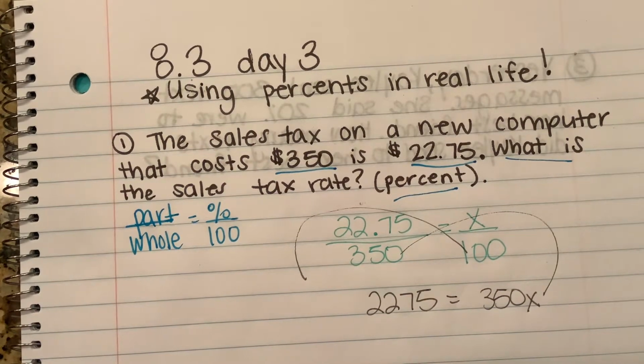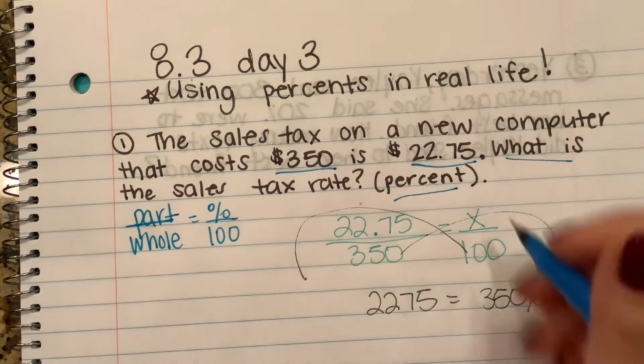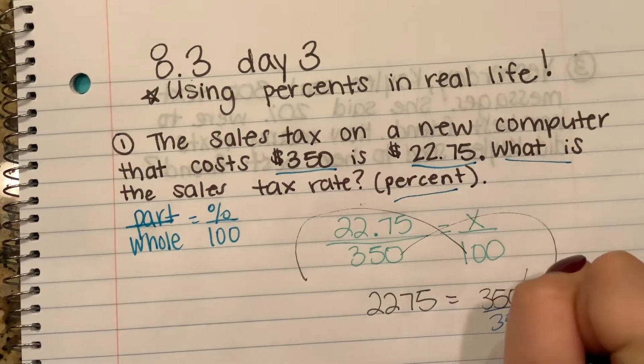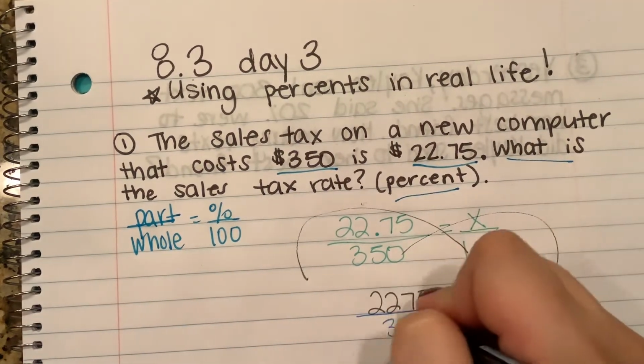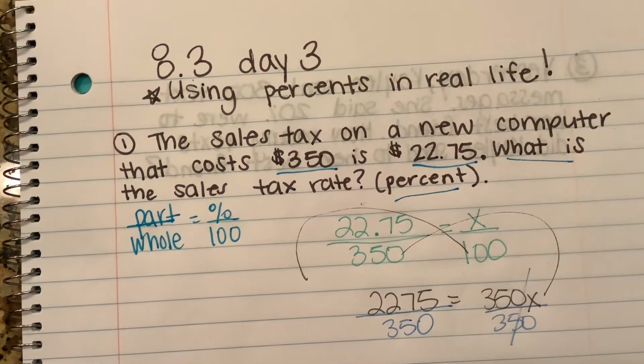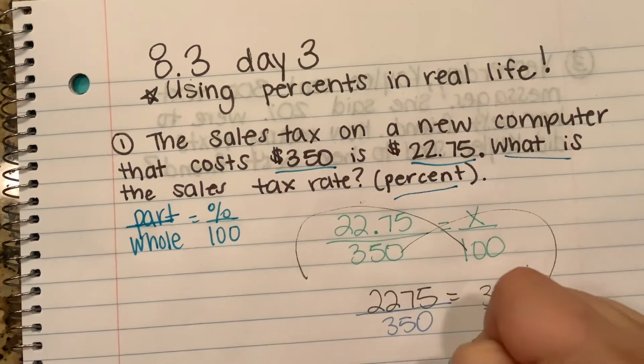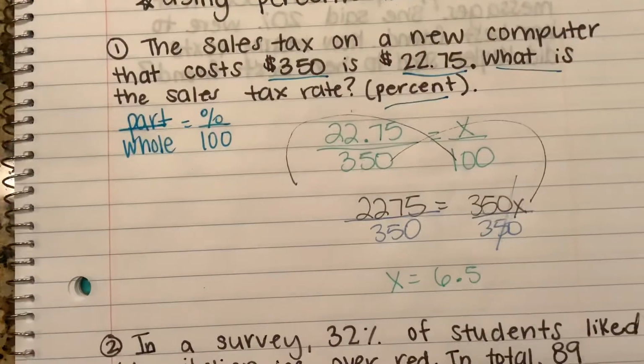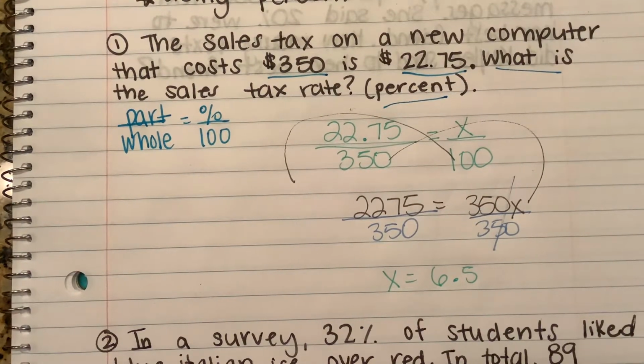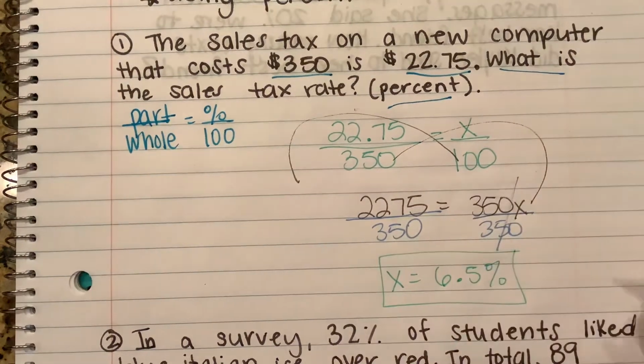Okay. Now we're going to finish our problem by dividing by the number next to the x. So we're dividing by 350 to get that to cancel. Divide by 350. Now that's obviously a big number, so please use your calculator to ensure you get the correct answer. 2,275 divided by 350 gives us x equals 6.5. And yes, it's okay to have a decimal. But our original problem was asking us for percent, the sales tax rate. So I need to finish my answer with a percent sign, 6.5%.